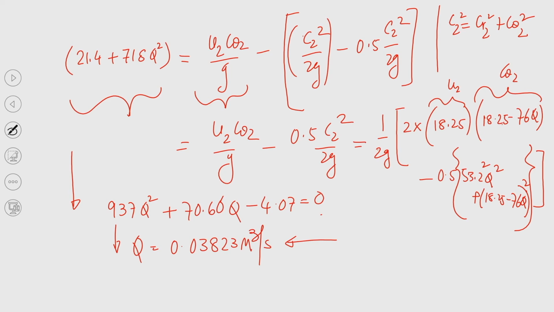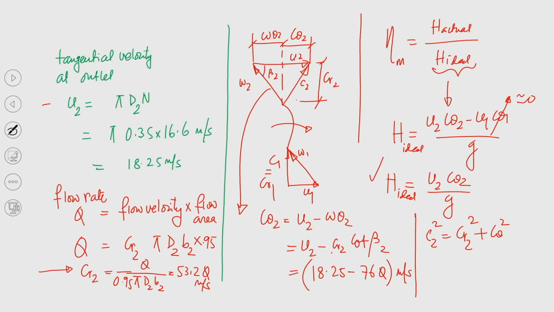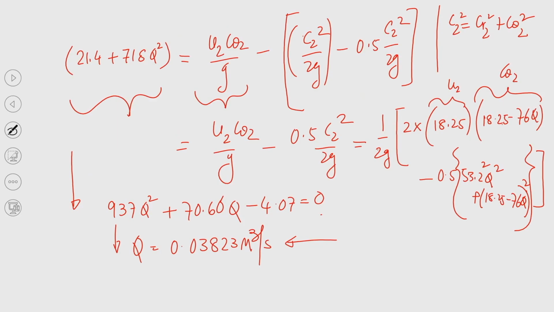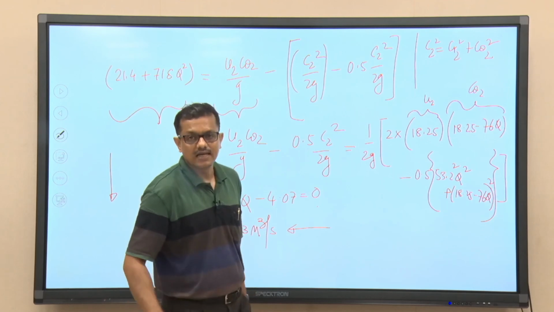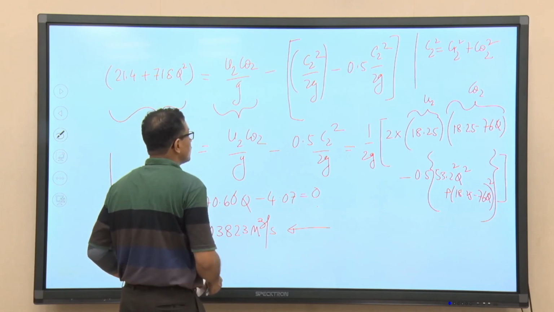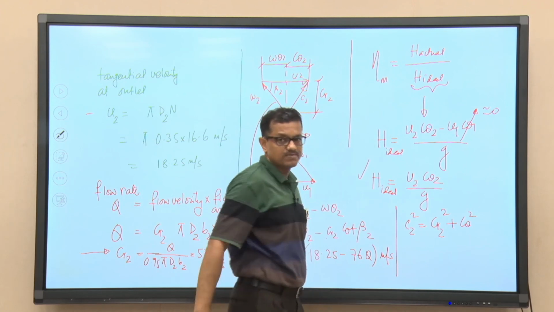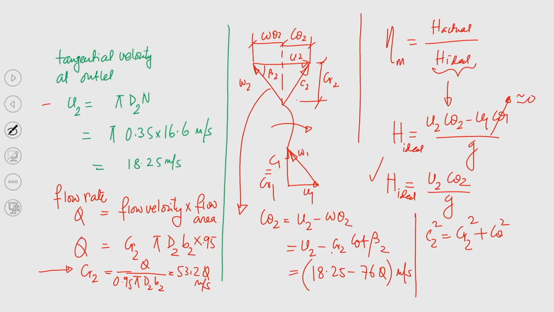One objective of this problem was to calculate the flow rate, and we have now calculated it. The remaining task is to calculate manometric efficiency, which is again straightforward. If you solve this quadratic equation, you will get two values of q, and one may not be physically correct. So, the next task is to calculate manometric efficiency. Already I have written the mathematical form of this efficiency: this is H actual by H ideal.